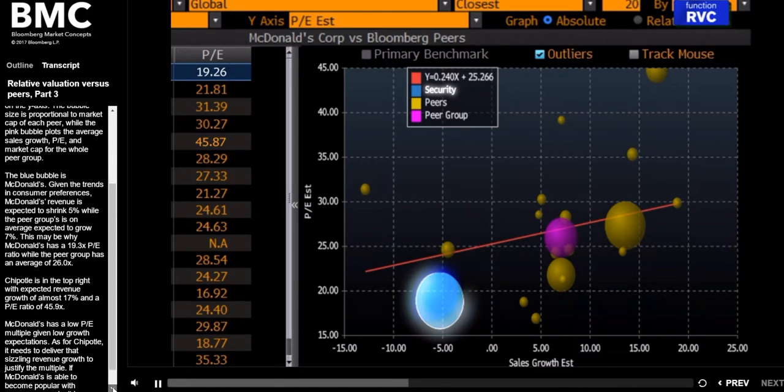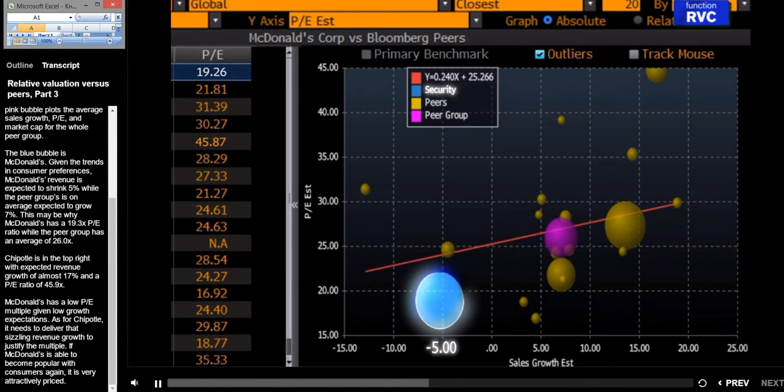Given the trends in consumer preferences, McDonald's revenue is expected to shrink 5%, while the peer group is on average expected to grow 7%. This may be why McDonald's has a 19.3 times PE ratio, while the peer group has an average of 26 times. Chipotle is in the top right with expected revenue growth of almost 17% and a PE ratio of 45.9 times. McDonald's has a low PE multiple given low growth expectations. As for Chipotle, it needs to deliver that sizzling revenue growth to justify the multiple. If McDonald's is able to become popular with consumers again, it is very attractively priced.